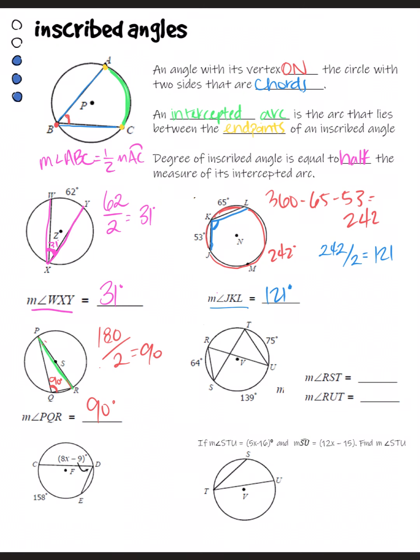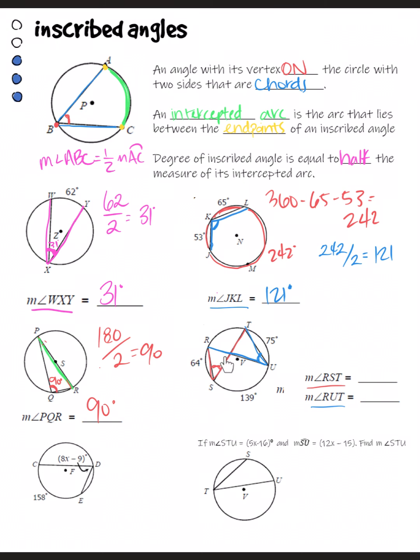All right, we got some crisscrossies going on here. Let's look at what we want to find. We want to know what RST is, so this angle right here. And then we also want to know what RUT is. RUT is this angle right here. So let's look at them completely separate.